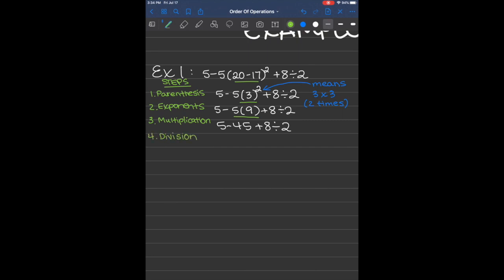Next comes division. So we're going to divide the 8 by 2, so now we have 5 minus 45 plus 4. Then we subtract, so 5 minus 45 is negative 40. Plus 4 is going to give us negative 36.